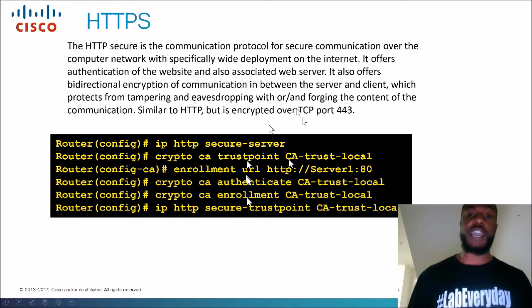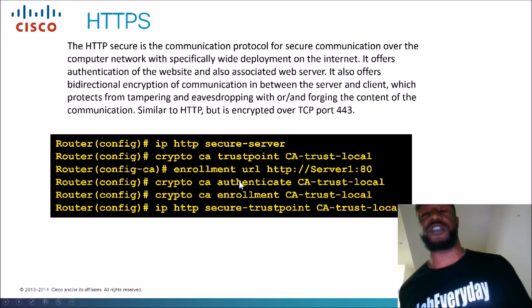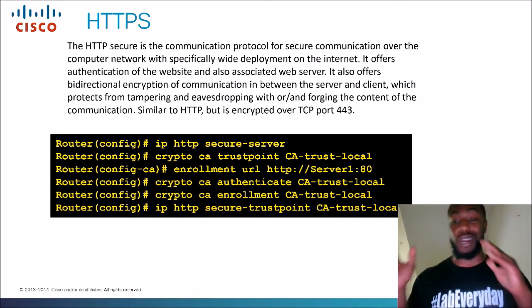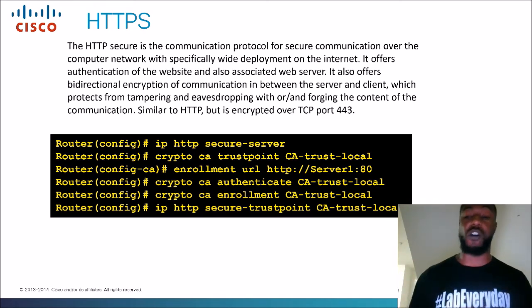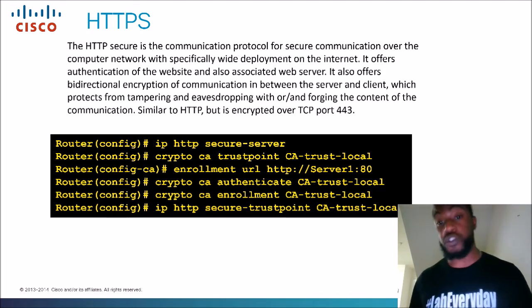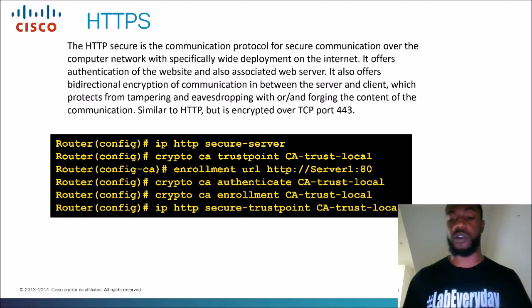Right here is a sample configuration of HTTPS, but it's using crypto CAs, which is certificate authorities. If you're not sure what those are, I'll leave a link in the description below. I don't want to get too much into that. I don't want to get too involved. We're just going to do a simple configuration of HTTPS using hardware. So we're going to mix it up on this one, right?